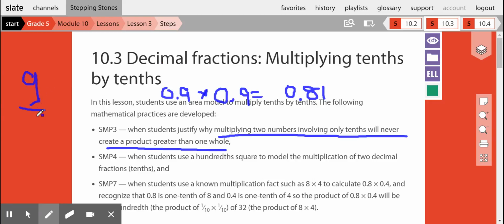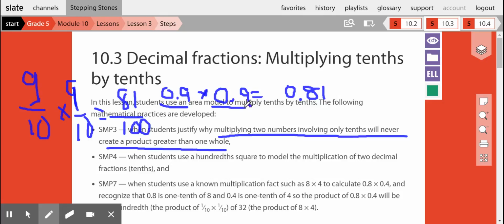I could show that in terms of a fraction really quickly. We could write it out like this: 9 tenths times 9 tenths equals 81 over 100. We can tell that if the numerator is larger than the denominator, then the number is greater than 1. So you can see that this proves that whenever you multiply two decimal fractions together that are less than 1, you'll never have a product greater than 1.